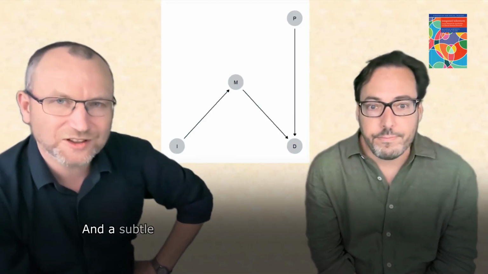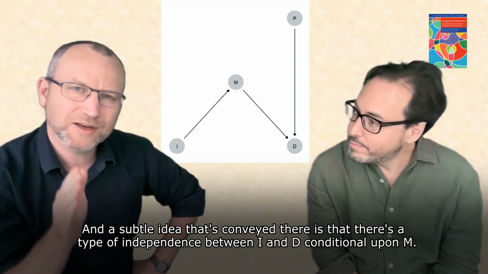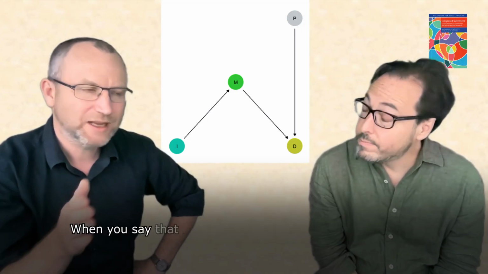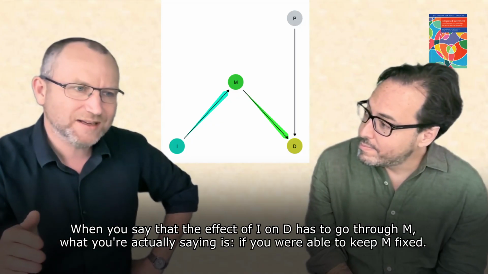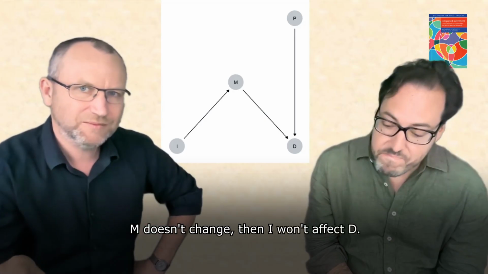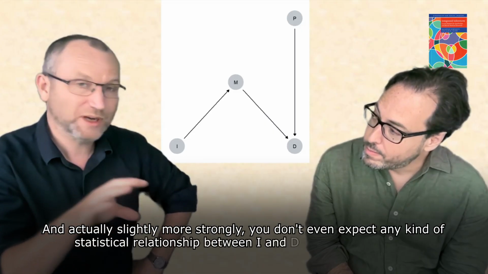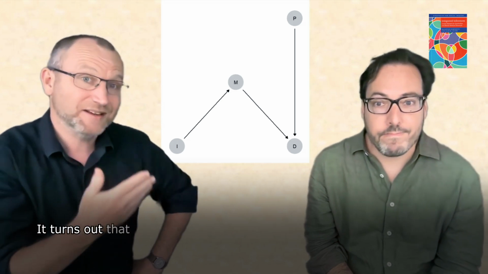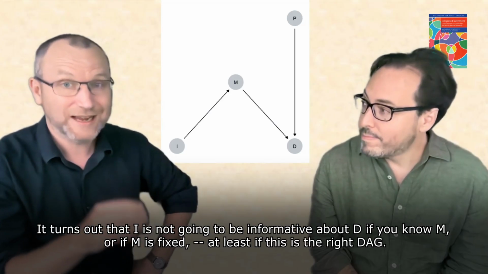And a subtle idea that's conveyed there is that there's a type of independence between I and D conditional upon M, right? When you say that the effect of I on D has to go through M, what you're actually saying is, if you were able to keep M fixed, right, M doesn't change, then I won't affect D. And actually, slightly more strongly, you don't even expect any kind of statistical relationship between I and D if you keep M fixed, right? That's going to become very important for us later. It turns out that I is not going to be informative about D if you know M or if M is fixed, right? At least if this is the right DAG.